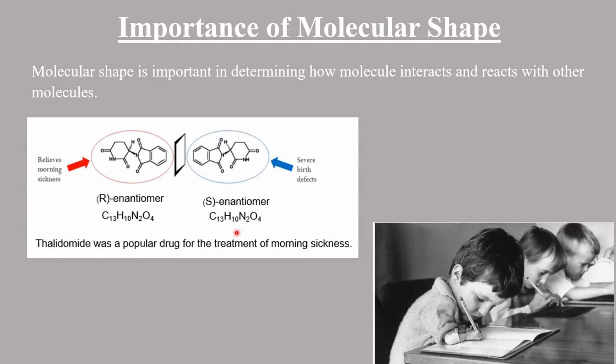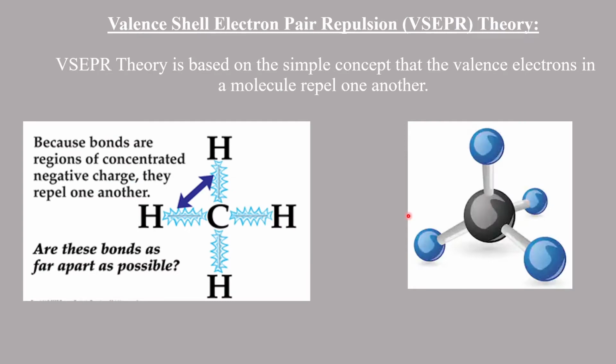Therefore, it is really important to learn molecular shape when determining how molecules interact with other molecules, like with protein molecules in a human body. Let's see how to predict the shape of a molecule. VSEPR theory, or valence shell electron pair repulsion theory, is a model that is most commonly used to explain the three-dimensional shape around a central atom.